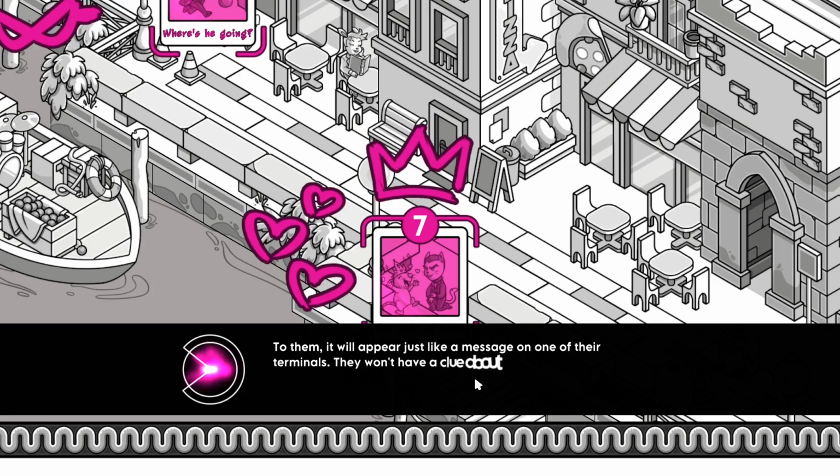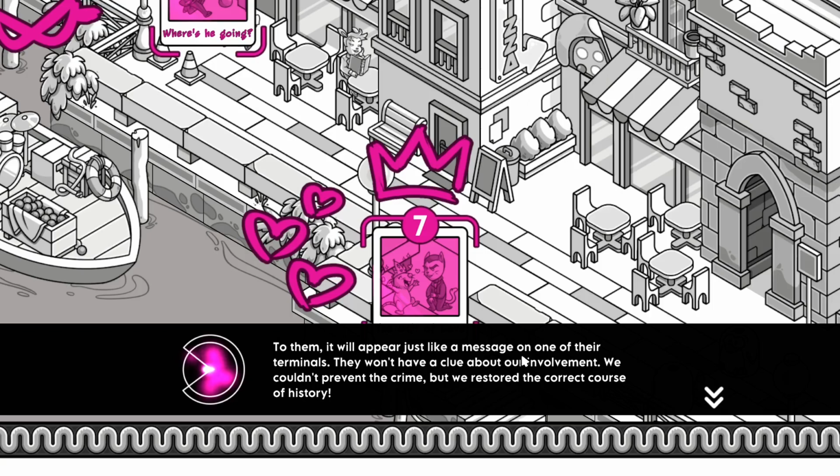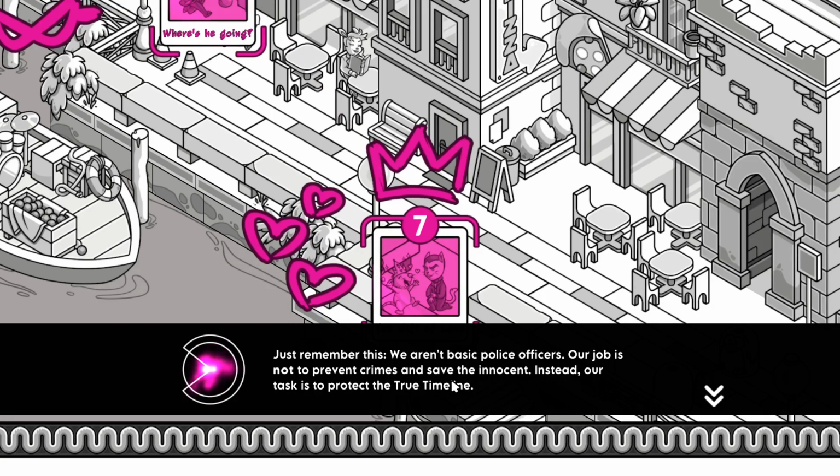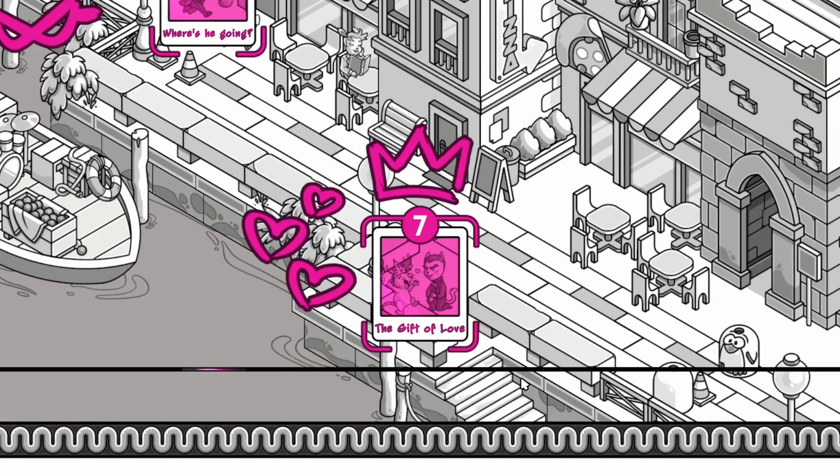To them, it will appear just like a message on one of their terminals. They won't have a clue about our involvement. We couldn't prevent the crime, but we've restored the correct course of history. Just remember, we aren't basic police officers. Our job is to prevent crimes and save the innocent. Instead, our task is to protect the true timeline.